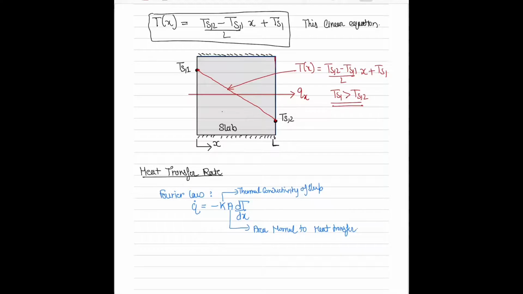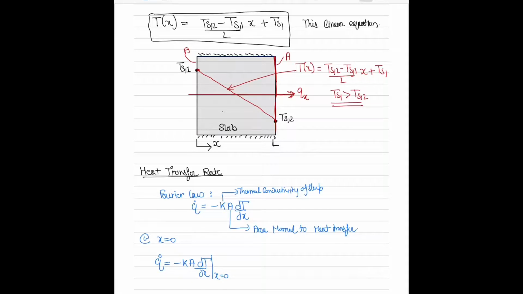That is this area, which is normal to our heat. So this is our heat, and this area is normal to this heat. So this is our area. Similarly here, this is also area. In this case, both our areas at the inlet and outlet are the same. Now, to determine the rate of heat transfer at x equal to 0, we can write heat transfer equal to minus KA del T by del x at x equal to 0.